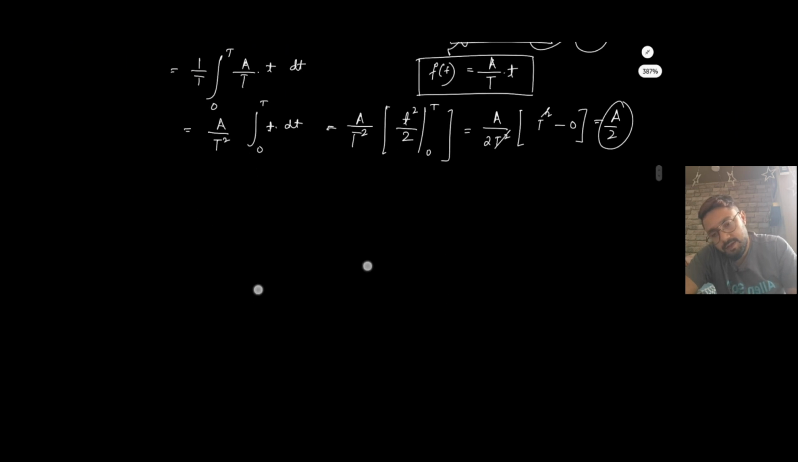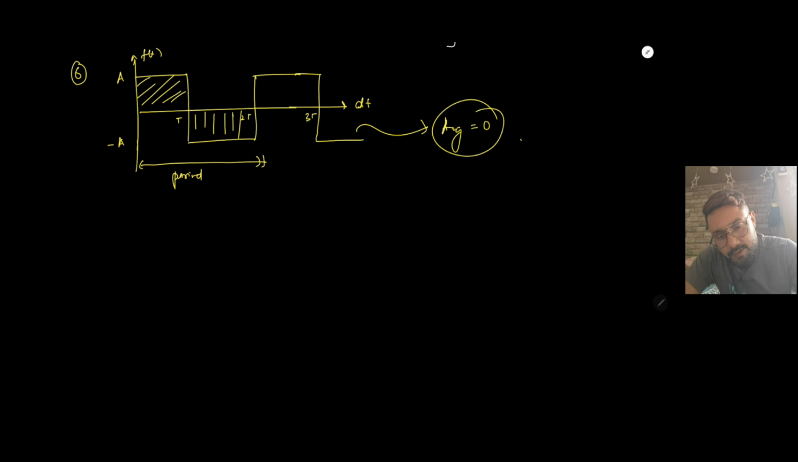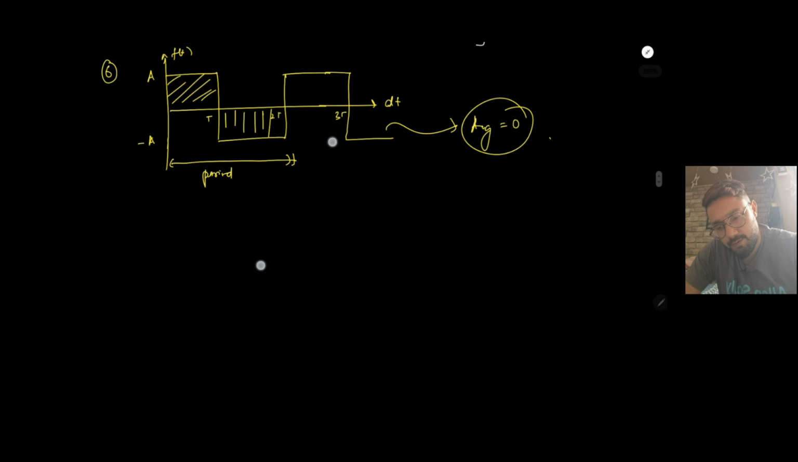Fine. So next, what will be the average value of this waveform? Here this is the period, and we can see within one period the positive area will be cancelled out by the negative area, so the average value will be 0 here. Any more cases? Okay, for average this much will do.